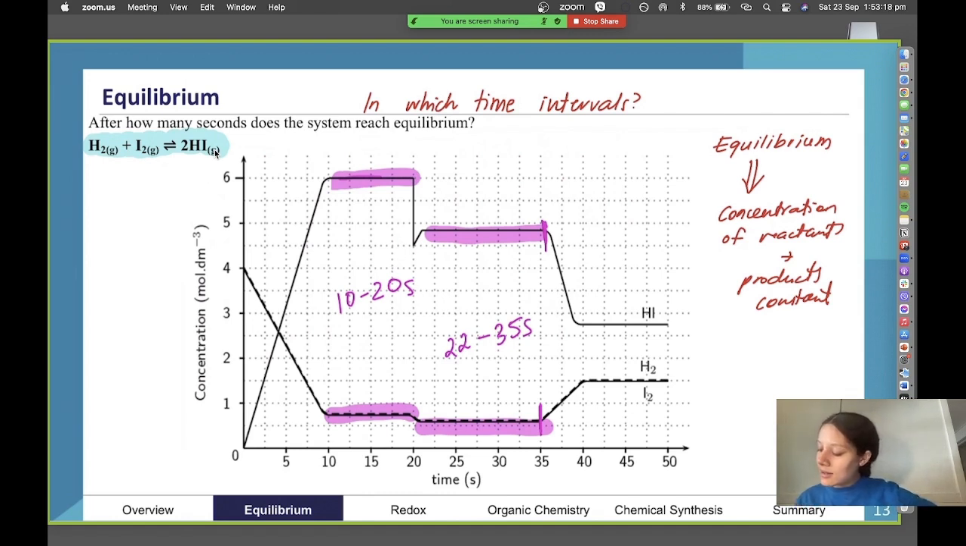And then our last one is from here to here. Again, we have to be quite careful about when we actually have everything staying constant. So, sorry, I don't know if you can hear that, Carl. The hydrogen and the iodine are constant from 40. Even though the HI is constant from a little bit earlier, we'll go from 40 because that's when they both are. And it goes until the end of the graph, so that's 50 seconds. So that's a good little revision on what equilibrium looks like on a concentration time graph.